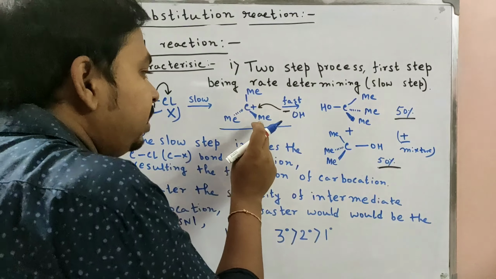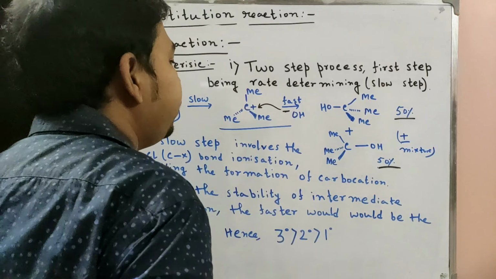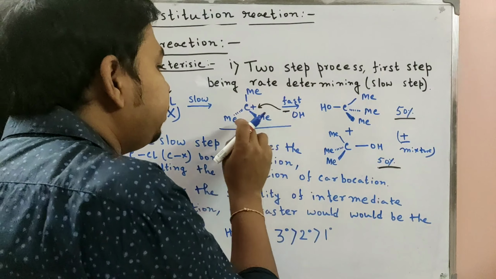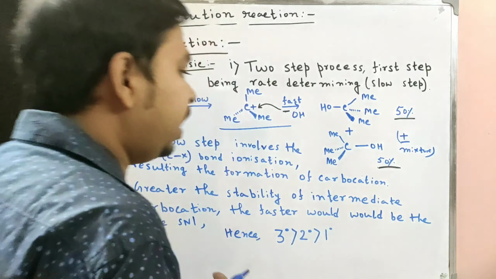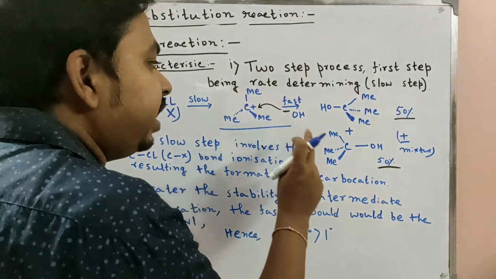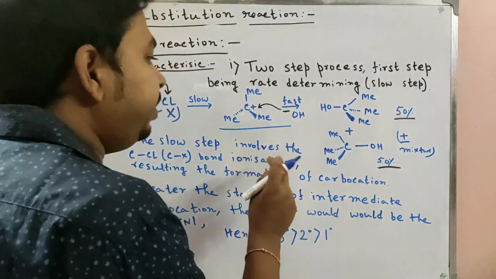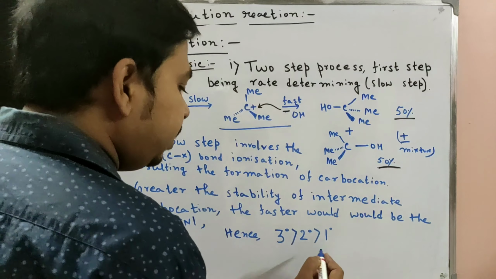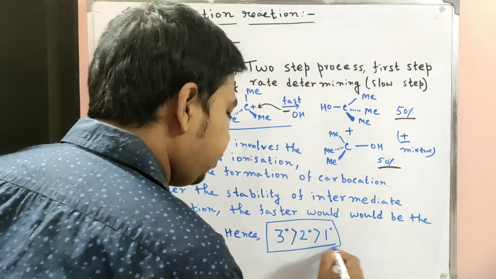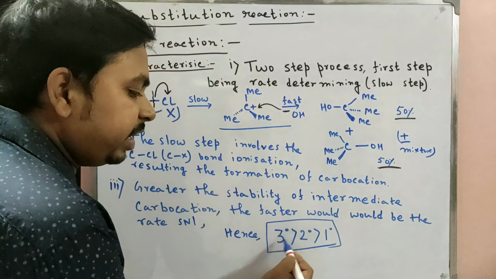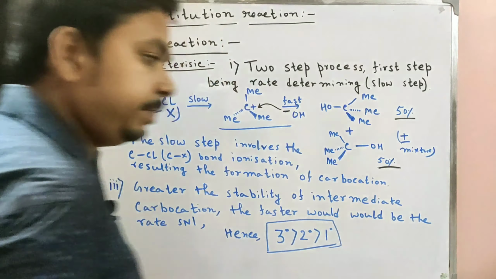So when we use a 3 degree carbocation, due to the presence of these methyl groups, the carbocation is very stable. So when we use the 3 degree carbocation, the reaction rate is very high, and when we use a 2 degree carbocation, it is less, and then 1 degree is even less. So the order is 3 degree carbocation is greater than 2 degree, then 1 degree.